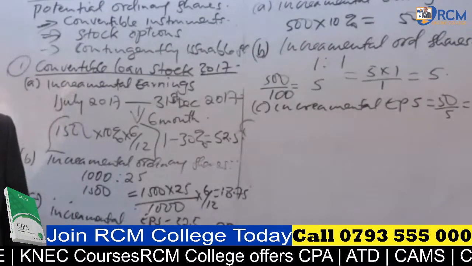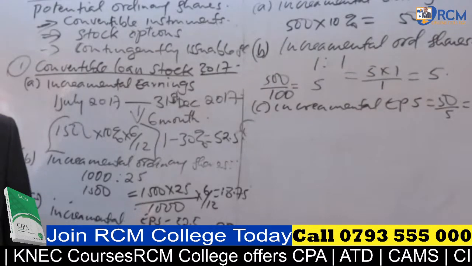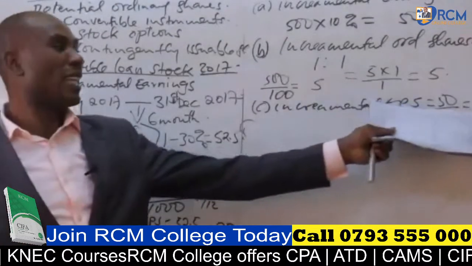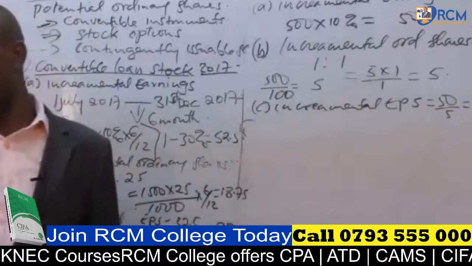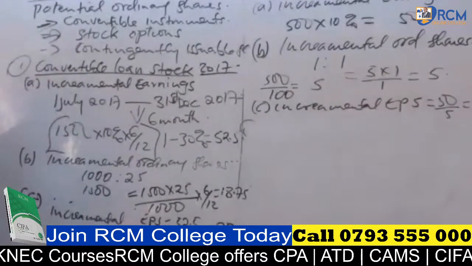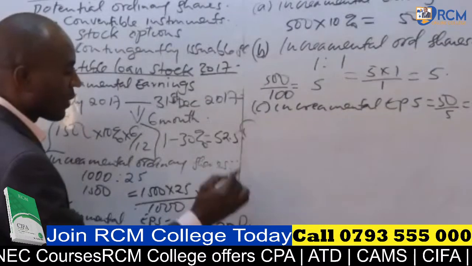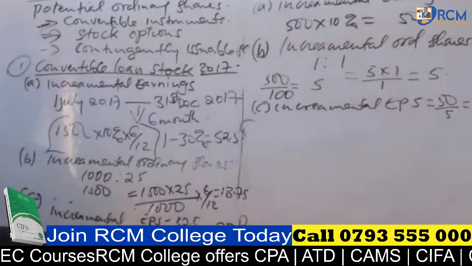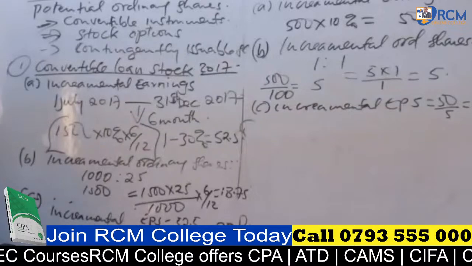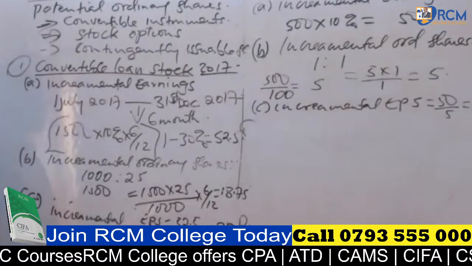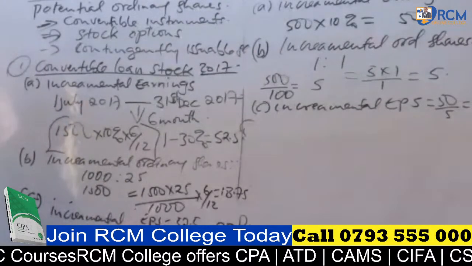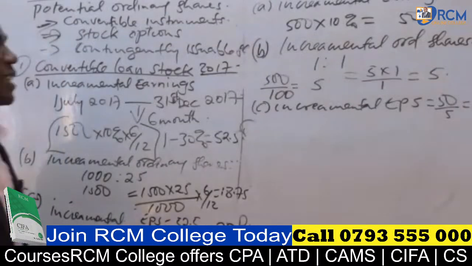Which one has the highest incremental EPS? Preference share is the one that has the highest because it has 10. Therefore, this is our rank 1, the most dilutive. The most dilutive is what? It is the loan stock because it has the lowest incremental EPS. It is the most dilutive. But this one is the least.